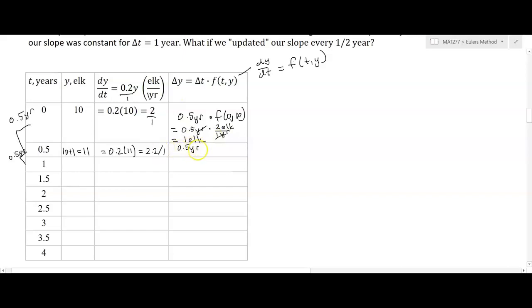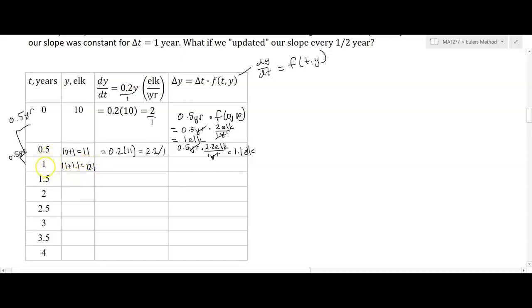Now that's half a year at 2.2 elk per 1 year. So my change in elk will be 1.1 elk. Again, my years cancel out. Beautiful dimensional analysis here. So I expect to change y by 1.1 elk. We're at 11, so we're going to add 1.1 to it. That's going to give us 12.1 elk at time 1.